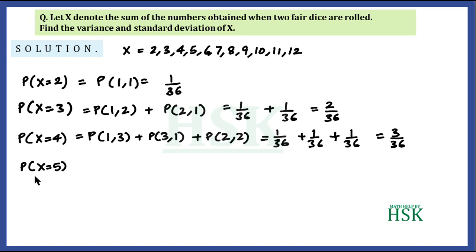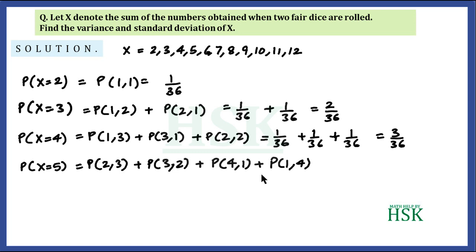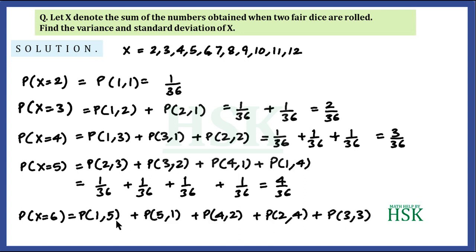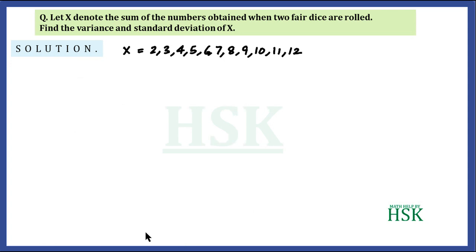Similarly, probability of X equal to 5, that is the total is 5, would be obtained when we consider these cases: probability of getting 2, 3 plus probability of getting 3, 2 plus probability of getting 4, 1 plus probability of getting 1, 4, and this would be equal to 4 by 36. Similarly, probability of X equal to 6, that is the total is 6, would be obtained when we get 1, 5 or 5, 1 or 4, 2 or 2, 4 or 3, 3. Adding all these probabilities, I get 5 by 36.